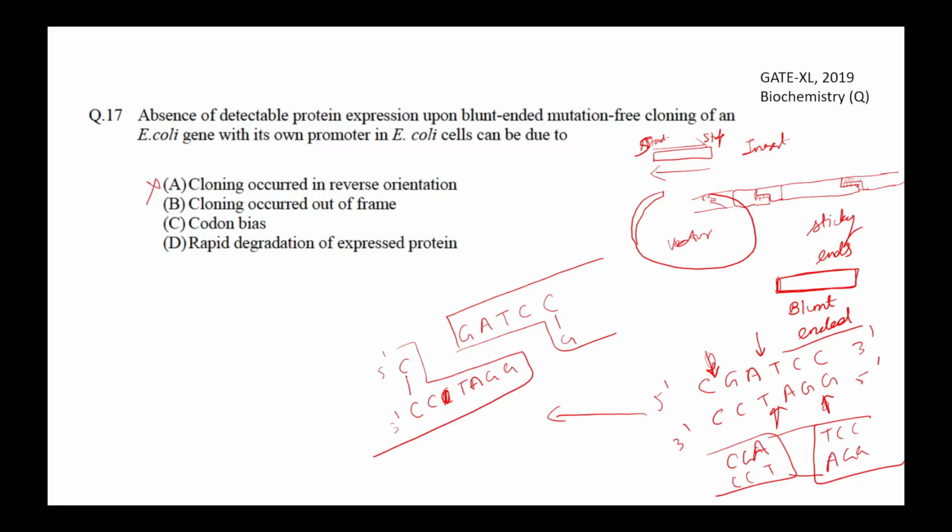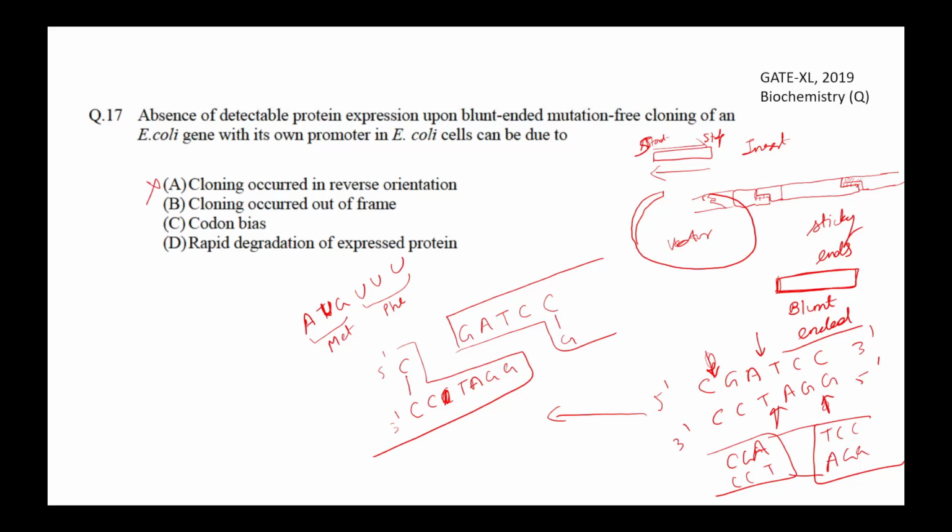The second option is cloning occurred out of the frame. Out of the frame in the sense means, this is my sequence. So, this is my sequence. Okay, so we have the codons like this. Only if the correct frame is maintained will it be read properly, the correct amino acids be synthesized, and the correct protein be synthesized.